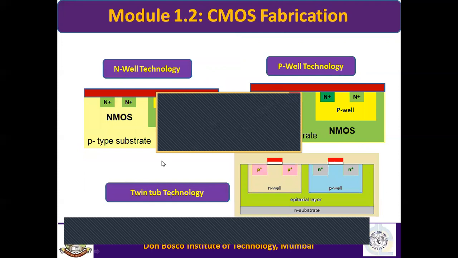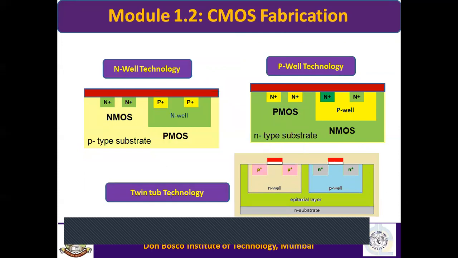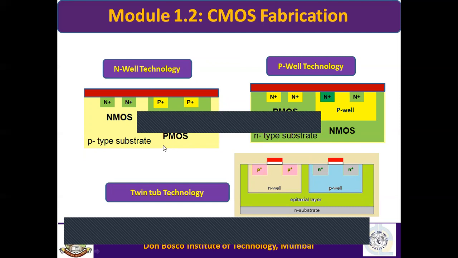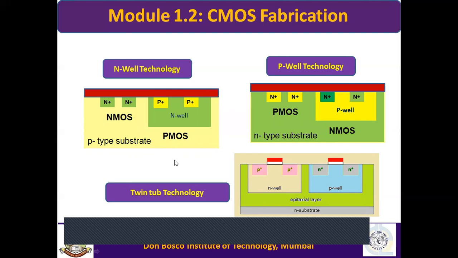Now why are there 3 technologies? Because you might have seen, if you want to fabricate an NMOS transistor, you start with a P-type substrate. Do you remember? And if you want to fabricate a PMOS transistor, then you start with an N-type substrate. But in one substrate, you have to fabricate NMOS as well as PMOS, both. Therefore, there are 3 technologies.